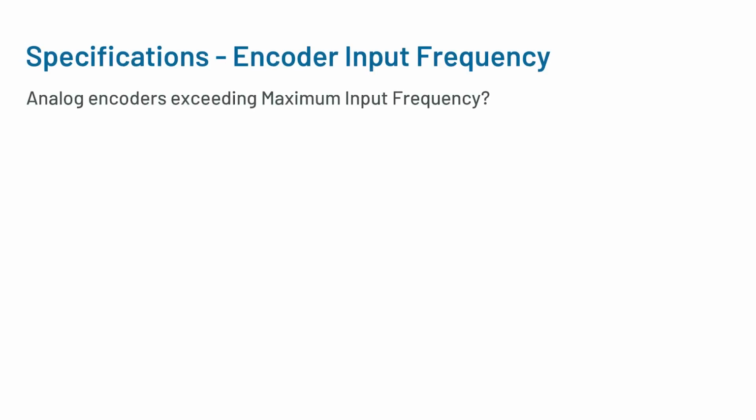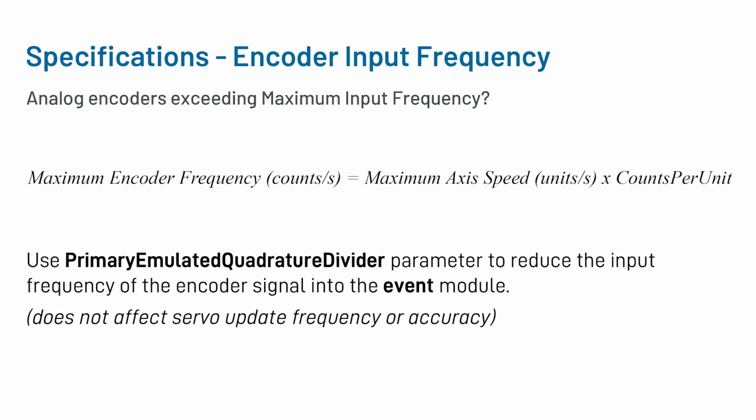Now, in the event that you do need to move and track an encoder faster than the 100 MHz allowed, we do have some solutions. The first is that you could simply slow down the feed rate of your axis. This will in turn lower your input rate. But this solution is not always viable or desired since it reduces your overall throughput.